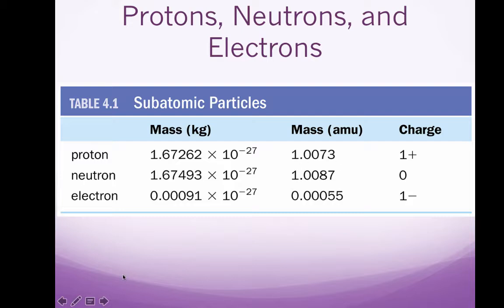But if you look at an electron, its mass in kilograms is 0.00091 times 10 to the negative 27. And in AMU, it's 0.00055. So you can see it's just a very small fraction of the mass. And that's why we don't count it towards the mass of an atom. And then we talk about charge. Protons are +1 charge. Neutrons don't have a charge at all, and electrons are -1 charge. So for every 1 proton and 1 electron, their charges cancel.